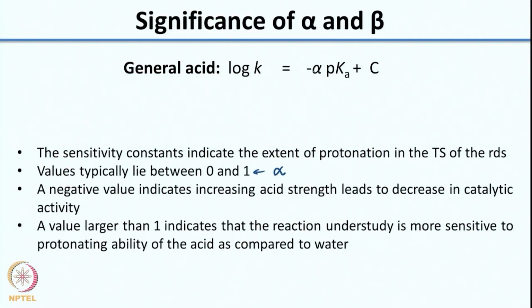A value larger than 1 would indicate what? A value greater than 1 would indicate that the reaction that you are studying is actually more sensitive to the protonating ability of the acid as compared to water. And why do you say as compared to water? Because when you talk about pKa, you are looking at the ability of the acid to protonate water. So, a value greater than 1 indicates that whatever reactant you choose is more sensitive to protonation than even water. So, this is again not very common.